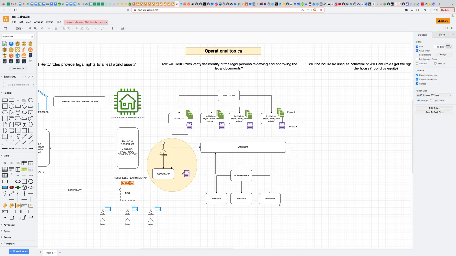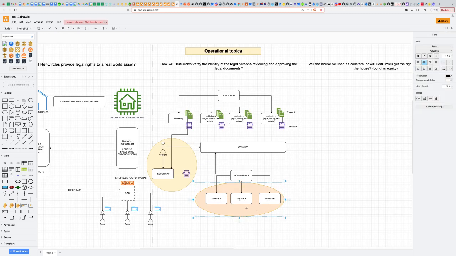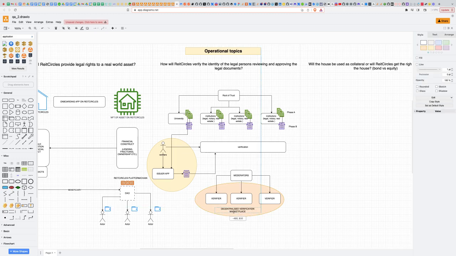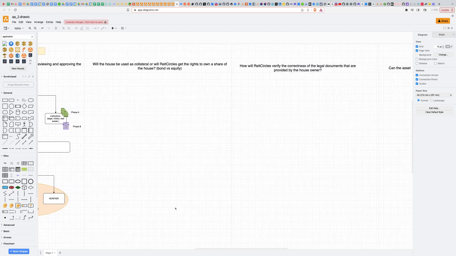Yeah. And finally, what ends up is that all these verifiers and the moderators will be in the marketplace. So this is where the decentralized marketplace for verification comes into the picture. And so this will be the decentralized marketplace you can think of. Yes. So okay, I hope that answers the question. Then we move on to the next question.